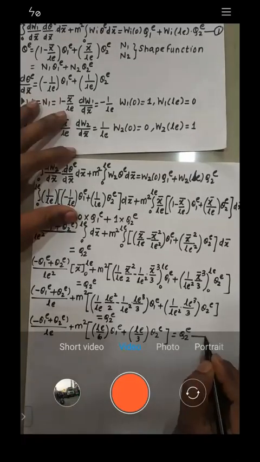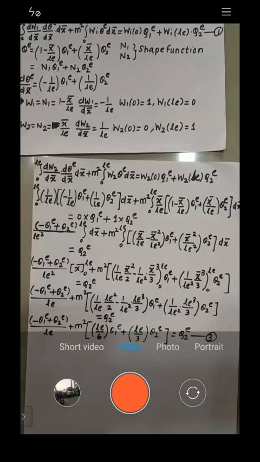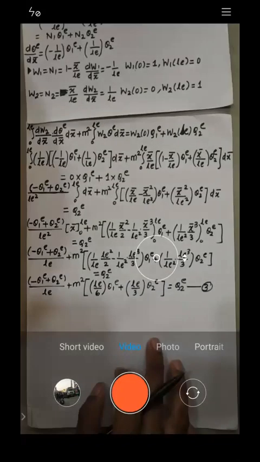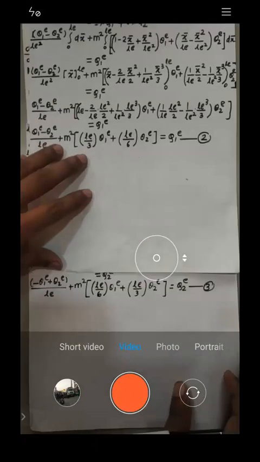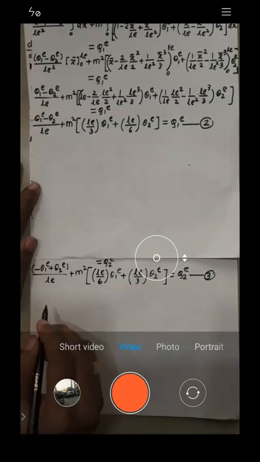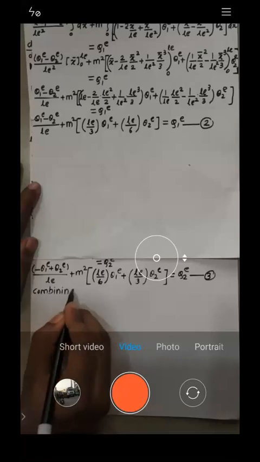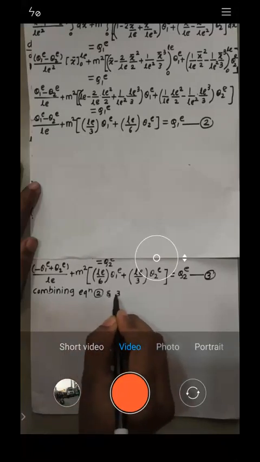Have you understood this one? Yes, sir. All of you? Now see the equation number 2 and 3. Can I combine these two equations? Can I combine or not? Yes, sir, you can. I will combine equation 2 and 3. So let's see what is going to happen.